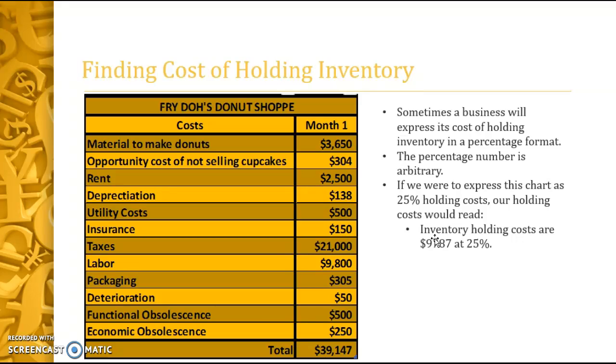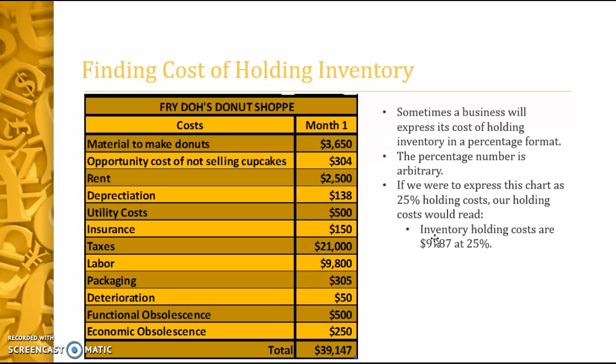On this slide here, I have come up with a fake donut store and a fake inventory holding cost system. These items include the material to make the donuts, the opportunity cost of not selling cupcakes. I came to this number just arbitrarily by saying we could make an extra penny if we were selling cupcakes instead of donuts, but we like selling donuts and we don't like selling cupcakes. So we could be making $304 extra per month if we were selling cupcakes.